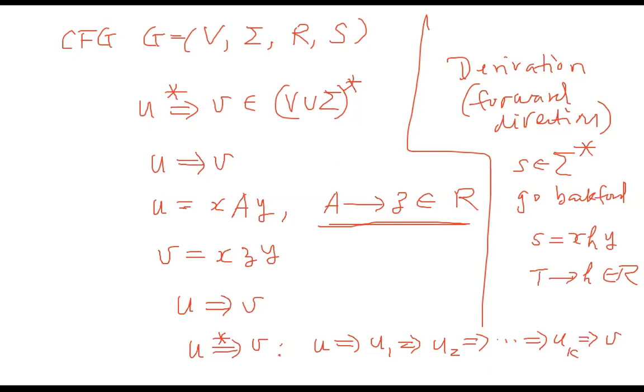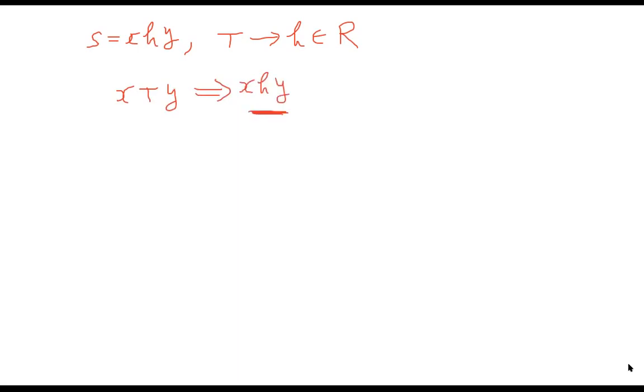So let me go to the next screen. So we have, let's say S. So I have a string H. So all these X, H, Y are strings. And also I have a grammar rule like this. And then I can say XTY, of course, derives XHY. But since I go backward, I start from here. So I'm going to say XHY is reducible to XTY. Okay, so that is a different direction.